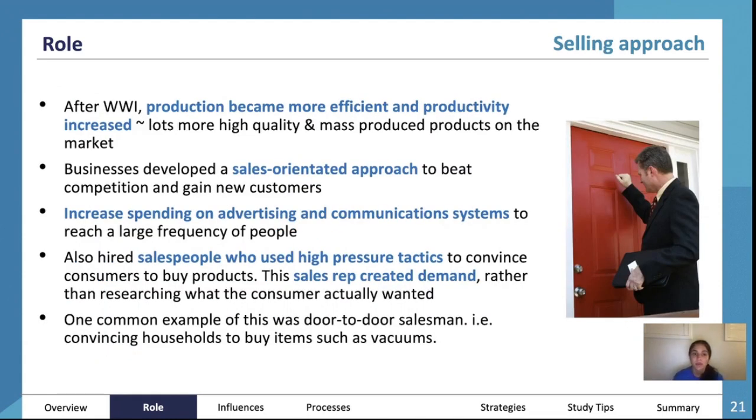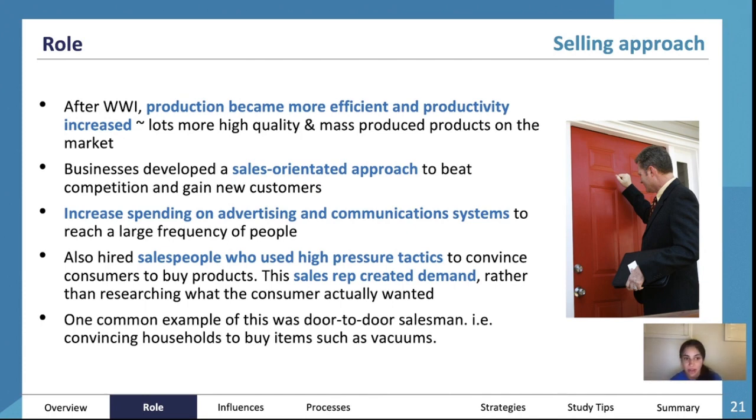Now, after World War I, production became more efficient and productivity increased. So there were a lot more high quality and mass produced products in the market, and it had been going on like that for years and years. So this is where businesses developed a sales orientated approach to beat competition and gain new customers, because there were so many people mass producing and demand and supply was starting to become a little bit more balanced. So they had to take a step forward to get new people and to compete with each other.